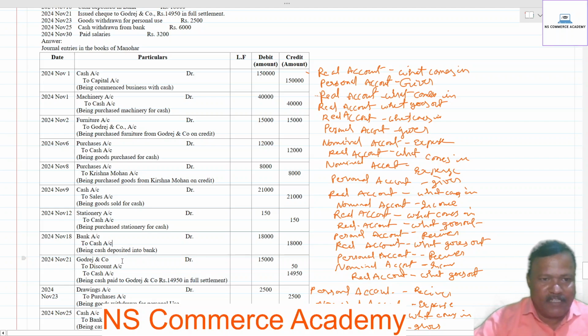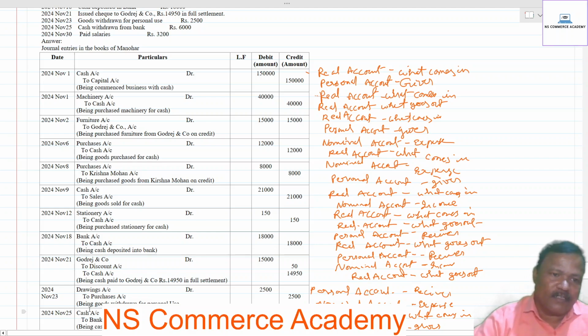Okay. So here in this case, Godrej account is a personal account. We have to debit it because Godrej company is receiving the amount. Okay. Discount account is a nominal account. It is an income source to the company. That's why we have to credit it. Cash account is a real account. The asset is going out. That's why, what goes out, we are crediting.